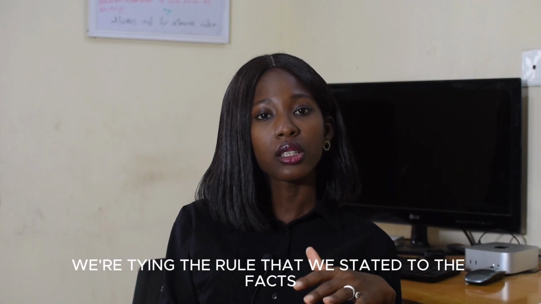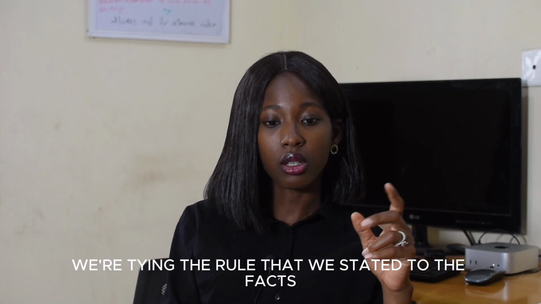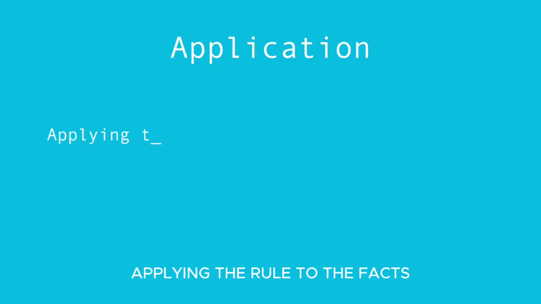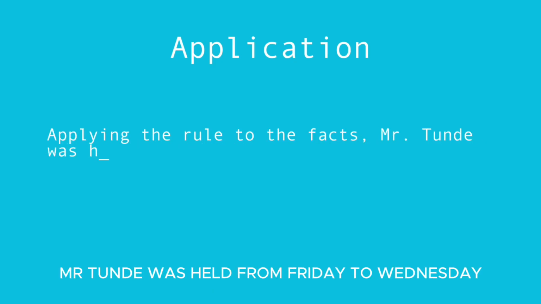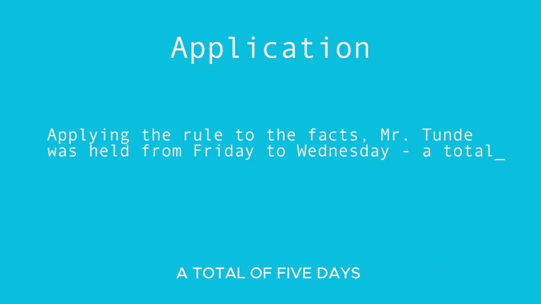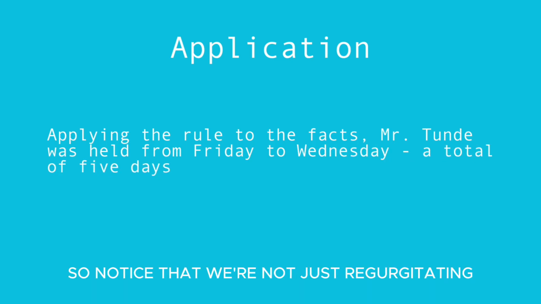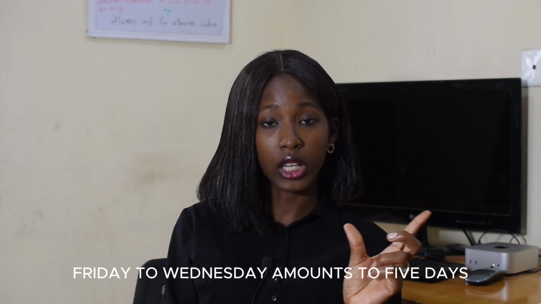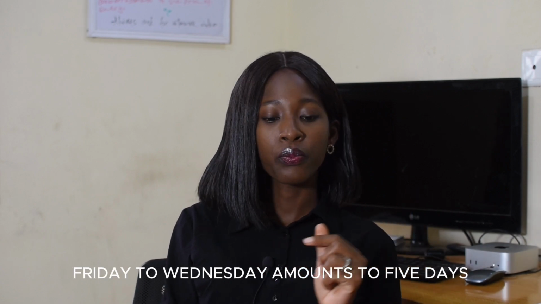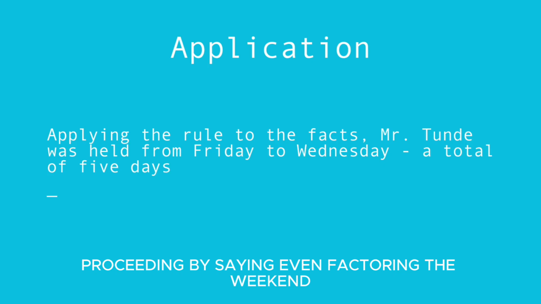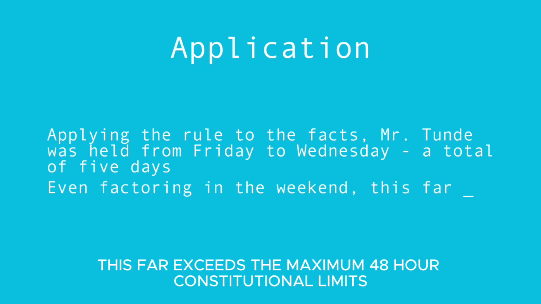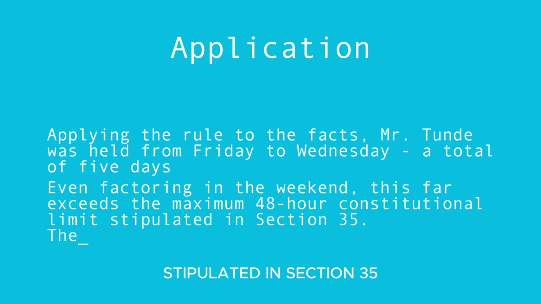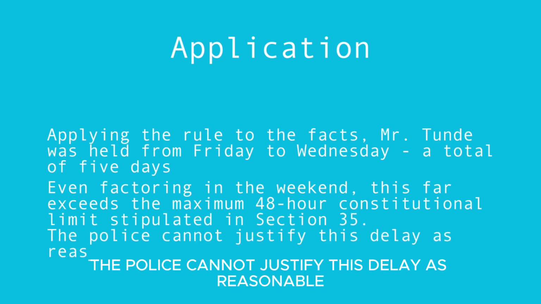So now we're tying the rule that we've stated to the facts given to us in the question. You could write something like, applying the rule to the facts, Mr. Tunde was held from Friday to Wednesday, a total of 5 days. So notice that we're not just regurgitating the facts that were given to us in the question. We've now done a little analyzing that Friday to Wednesday amounts to 5 days. Proceeding, we're saying, even factoring the weekend, this far exceeds the maximum 48-hour constitutional limit stipulated in Section 35. The police cannot justify this delay as reasonable.